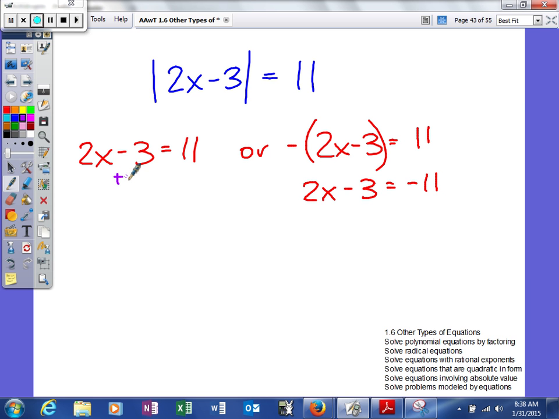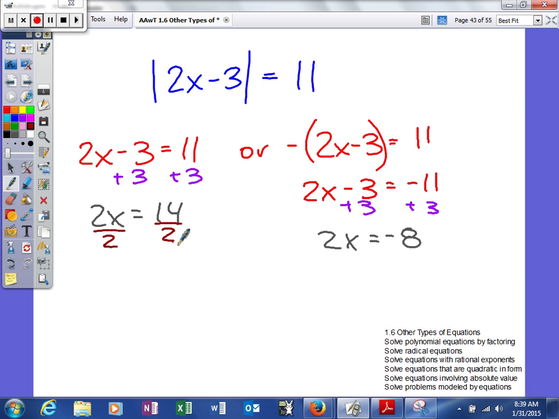So what we'll do is add 3 to both sides on both of these. Here you'll get 2x equal to 14. Over here you get 2x equal to negative 8. What we'll do next is solve this by dividing by 2. So we get x is equal to 7 here, and x is equal to negative 4 here.